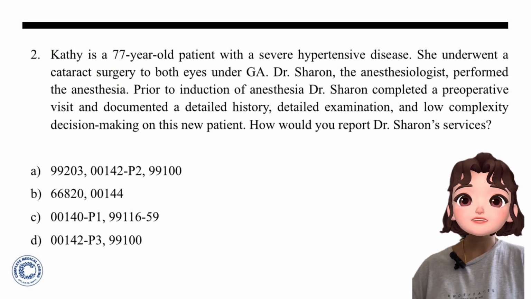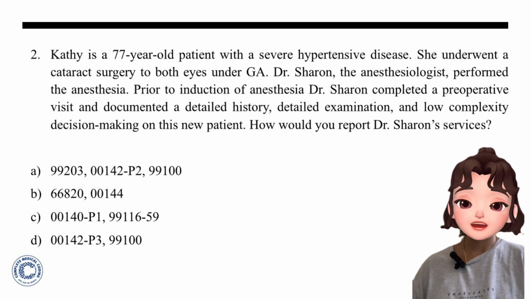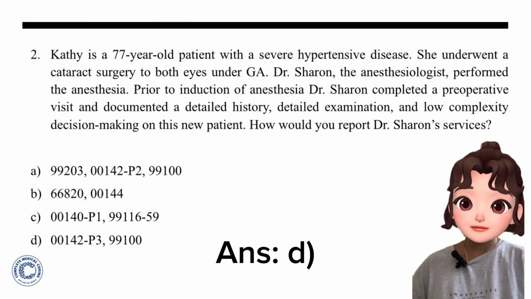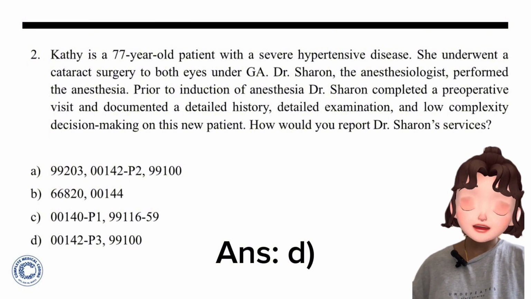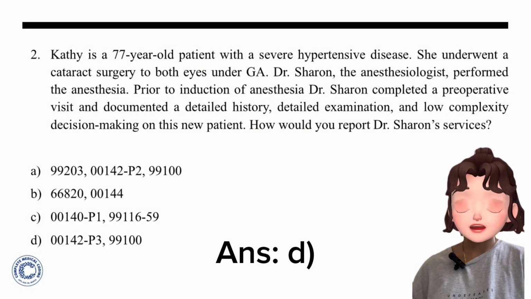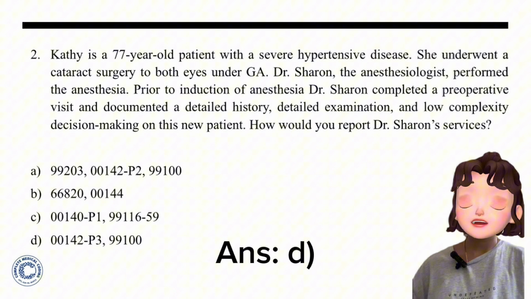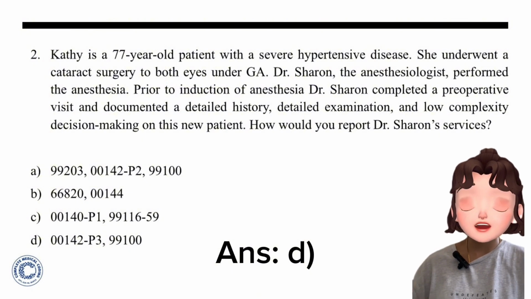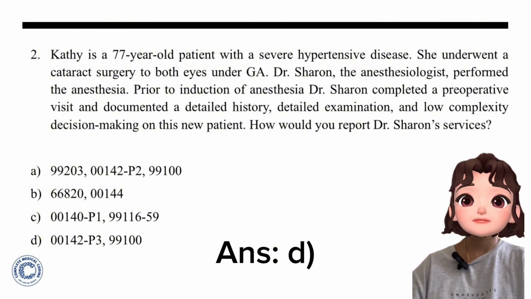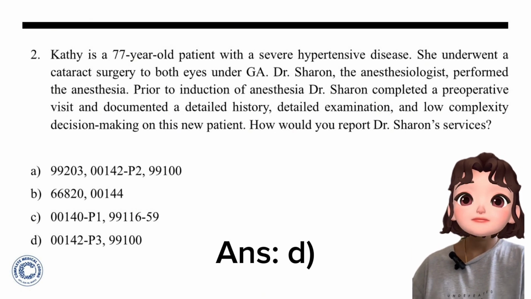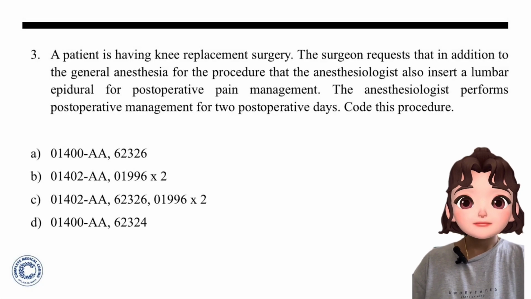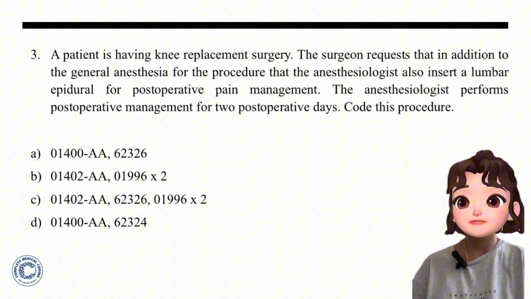So that's how you have to find out the code. Here the answer is option D, 00142. Mark it with the modifier P3, the physical status modifier, and then add the qualifying circumstances code 99100 to make sure that anesthesia is being given to an extreme age patient. Now moving to the third question.